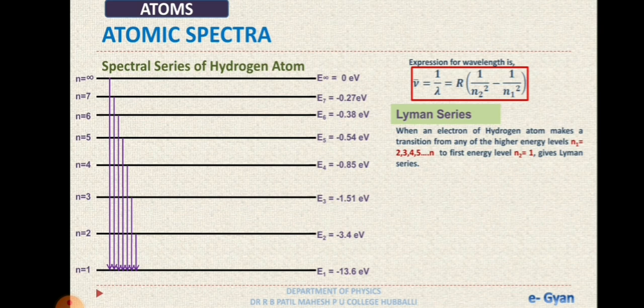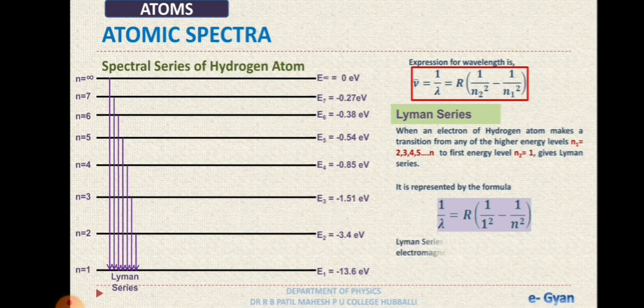If I put the respective values of n1 and n2 in the above equation, I get the expression. It is represented by the formula 1 upon lambda is equal to R into 1 upon 1 square minus 1 upon n square, where n is anything more than 1. The wavelength that we get for Lyman series lies in the ultraviolet region of electromagnetic spectrum.